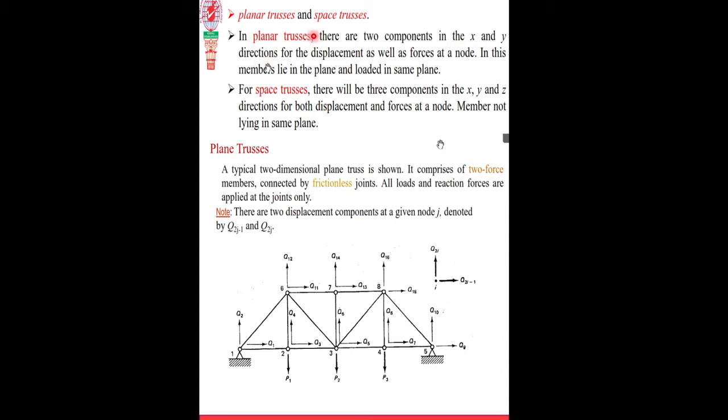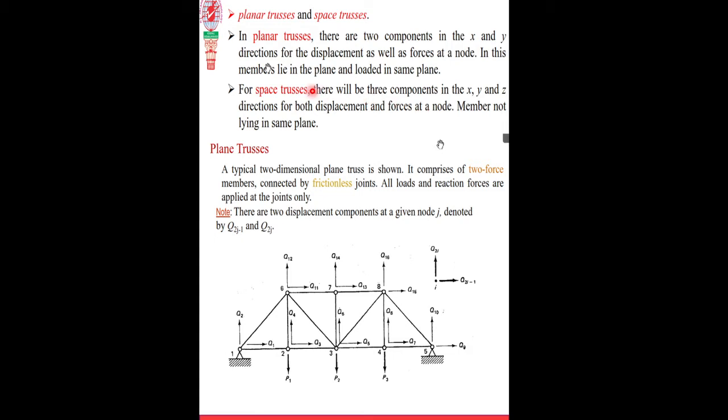Space truss means there will be three components: x, y and z. They consider the displacement along all three directions, x, y and z. That's why it's called 3D. Displacement is considered along x, y, z, and forces are also considered along x, y, z. That is known as a space truss.